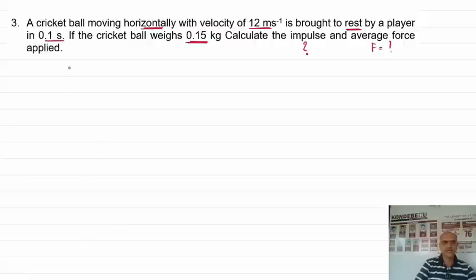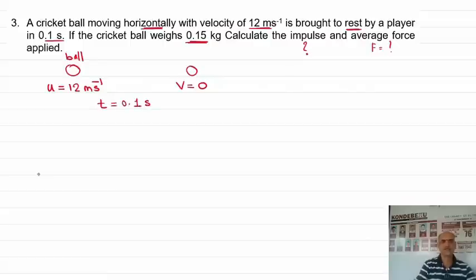Now, initially there is a ball moving horizontally with velocity, means u he has given, u is equal to 12 meters per second. It is brought to rest, he says, means final velocity is 0, by a player in a time of 0.1 seconds. So time taken is 0.1 second. Mass of ball he has given, m is equal to 0.15 kg. You are required to find impulse. So first we will calculate impulse.